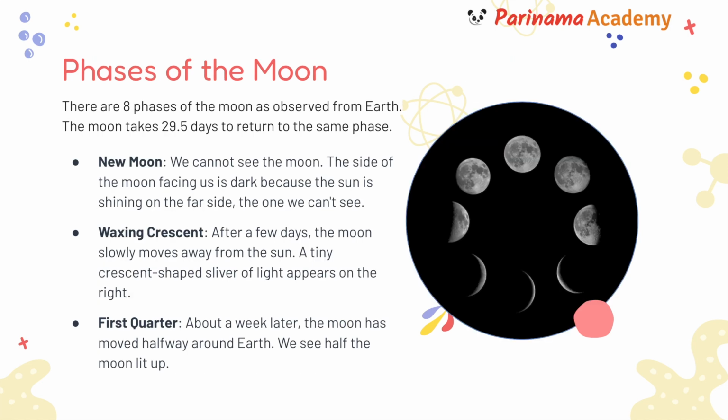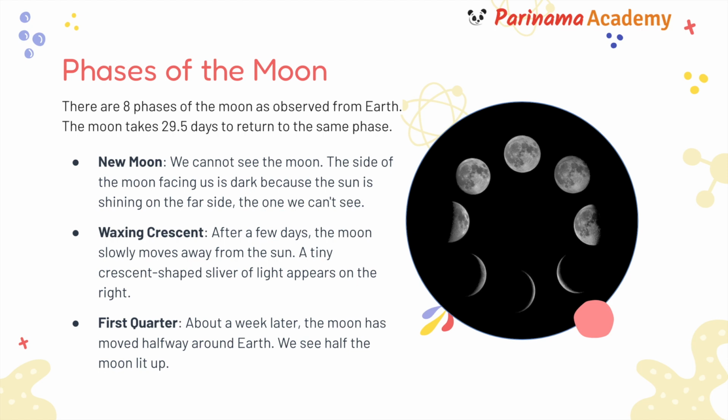There are 8 phases of the moon as observed from Earth. The moon takes 29.5 days to return to the same phase. New moon. We cannot see the moon. The side of the moon facing us is dark because the sun is shining on the far side, the one we can't see.